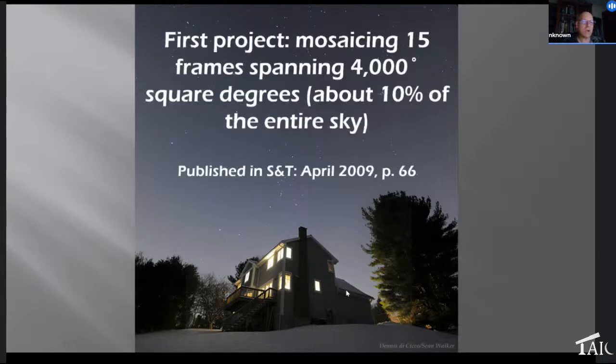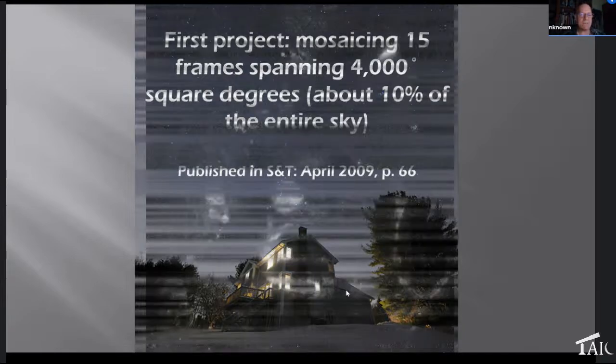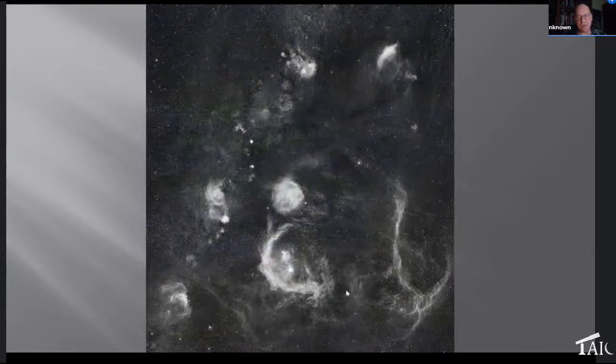Our first project that we executed was a mosaic of 15 frames spanning about 4,000 square degrees of the sky. That's roughly 10% of the entire sky. And we published an article on the piece in S&T in April of 2009. This was our final version of that, and that's roughly, I think, 4 hours per panel.